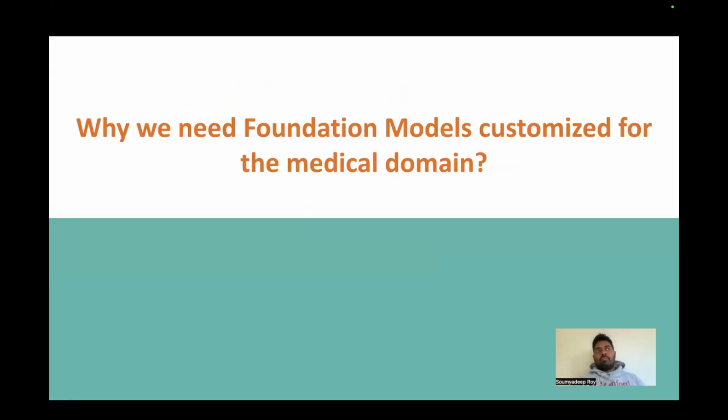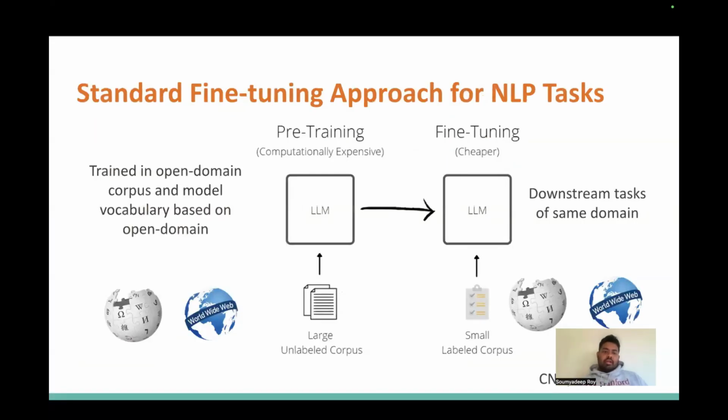Now we'll slowly shift from foundation models to foundational models for the medical domain, right? Why is it required? First, the traditional approach of fine tuning works better if the domain on which it was pre-trained, because it's a large corpus, is similar to the domain on which it is fine-tuned, or the downstream tasks. For example, pre-training is usually done in the open domain like Wikipedia, World Wide Web, Common Crawl. So if your downstream tasks are also on the news or the open domain, it should work well, right? Because it has similar distributions.